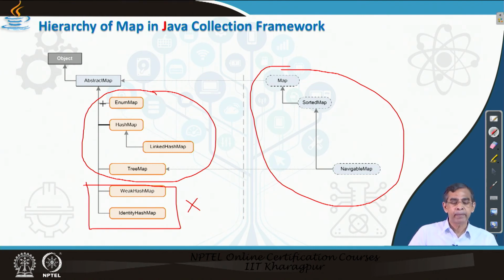Now, here EnumMap basically extends the AbstractMap. AbstractMap is an abstract class actually. The HashMap also extends the AbstractMap. LinkedHashMap basically extends the HashMap, and TreeMap again extends the AbstractMap. So, this means that again you see AbstractMap basically implements Map, and then SortedMap extends the Map, and NavigableMap again extends the SortedMap.